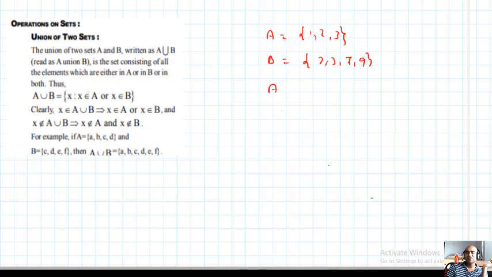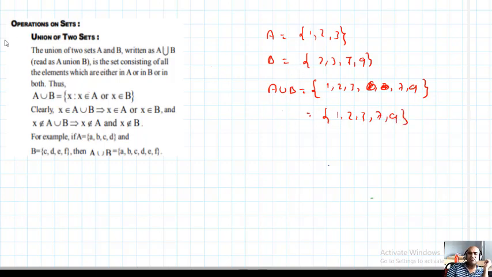What is A union B? The definition says A union B is the set of elements which are in either A or B or in both A and B. That means 1, 2, 3, 2, 3, 7, 9. But this is not the right representation, because 2 and 3 are used two times, so we need to remove the repeats. The actual answer is 1, 2, 3, 7, 9. This is A union B.